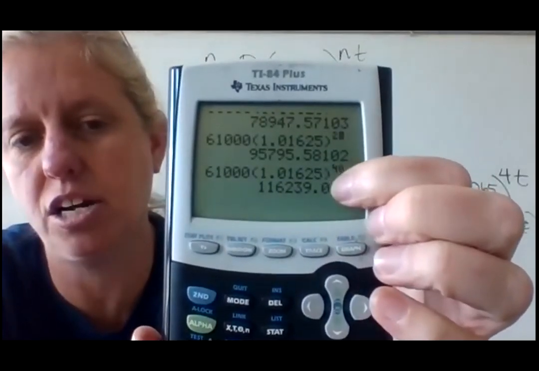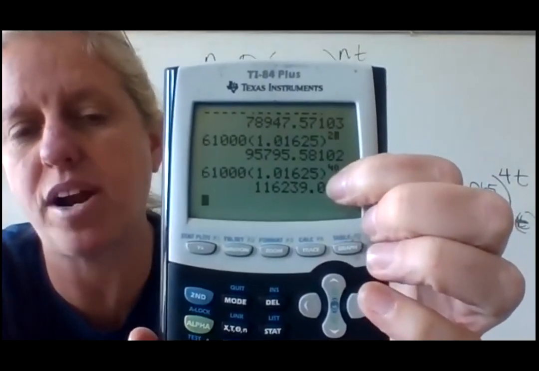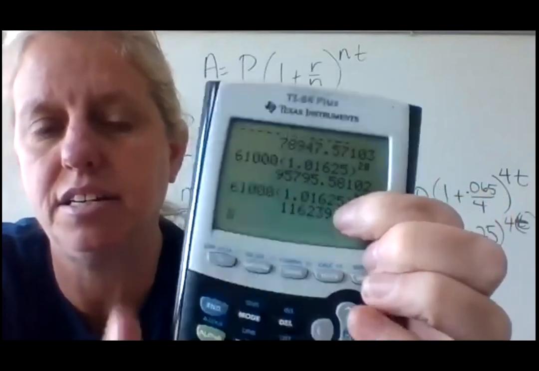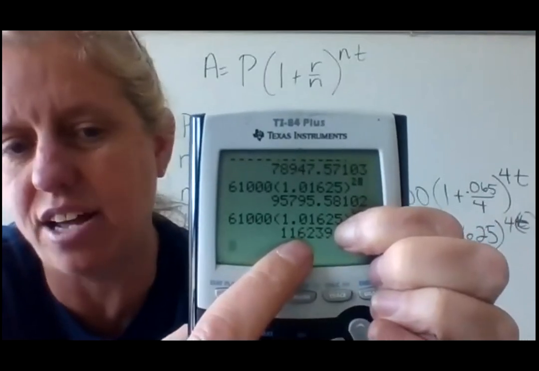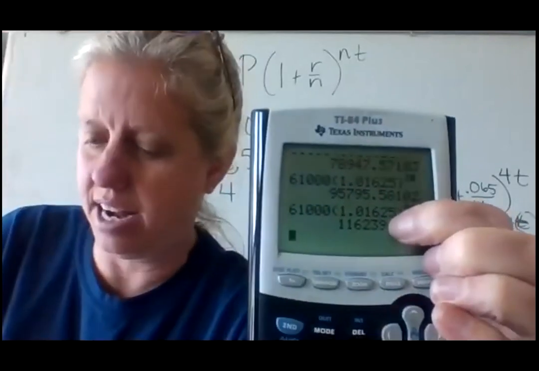So rounding to the nearest dollar, let's see if 39 needs to round up to 40. Since that's a 0, it doesn't. So after 10 years, you would have $116,239.